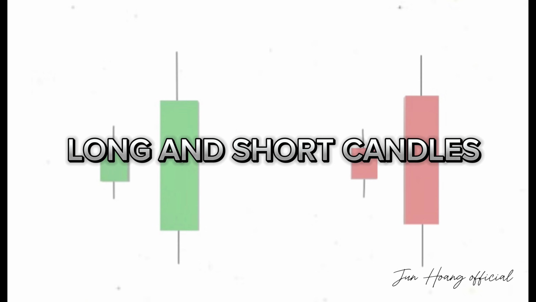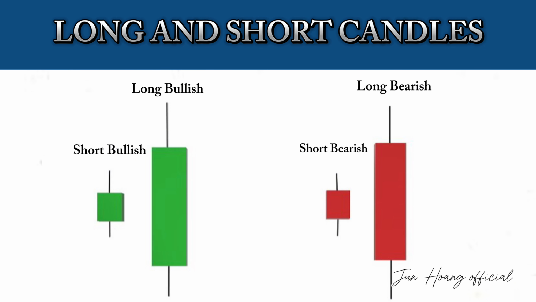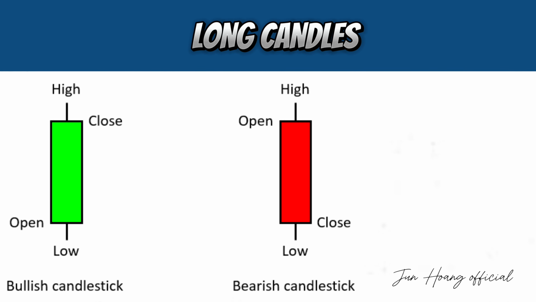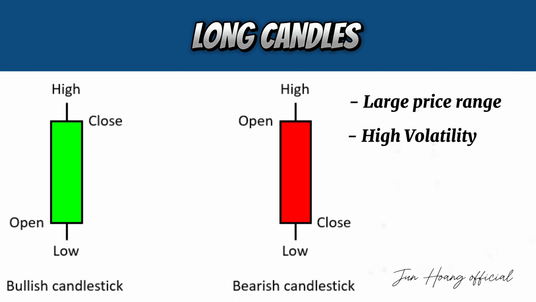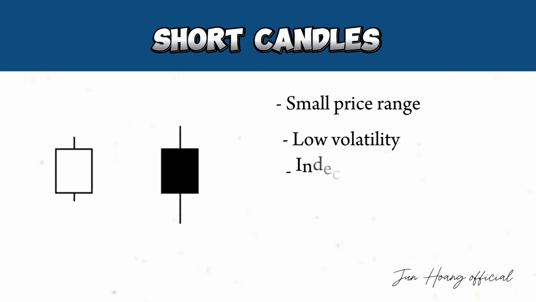Long and short candles. The distinction between long and short candles in candlestick analysis is based on the length of the candle and the associated market volatility. Long candles. Long candles are characterized by a large price range and high volatility in the market. They indicate strong momentum in the direction of the candle, whether it's an uptrend or a downtrend. Short candles. Short candles have a small price range and low market volatility. They reflect indecision and a lack of strong momentum and low volatility in the market.